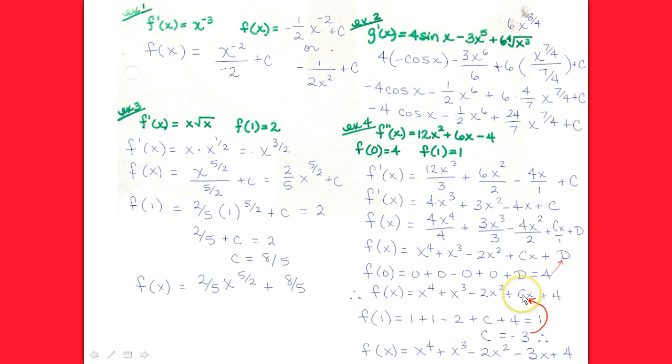So if c equals negative 3, let's take that negative 3 and put it in the place of that c right there, and we'll end up with f of x is equal to x to the 4th plus x cubed minus 2x squared minus 3x plus 4. That is our original equation. And again, I could not go back to that original and get rid of c and d if they had not given me those extra pieces of information.